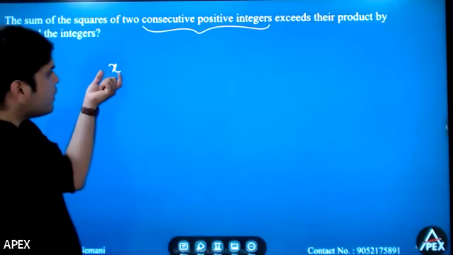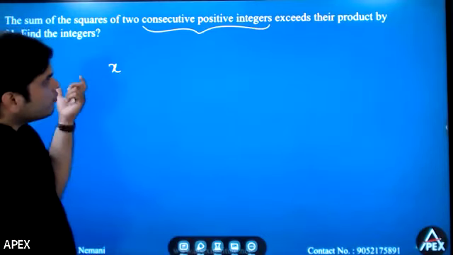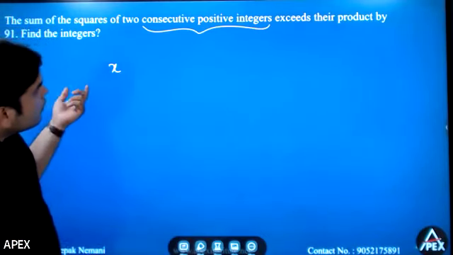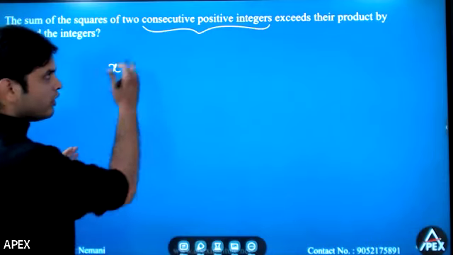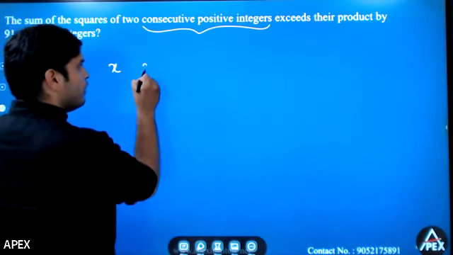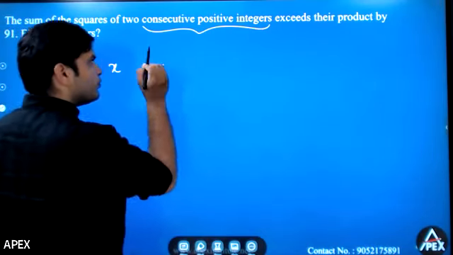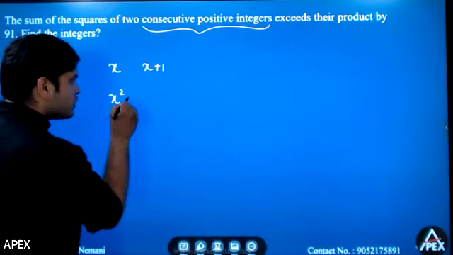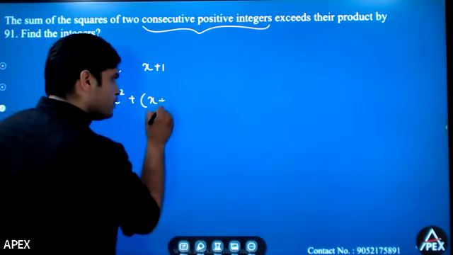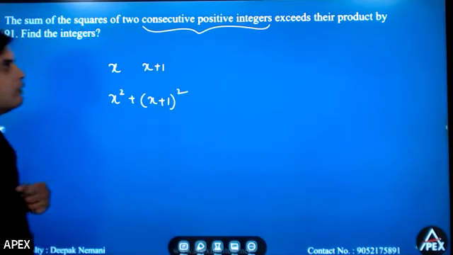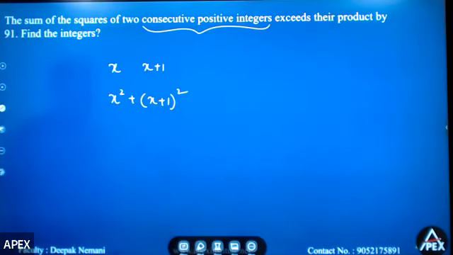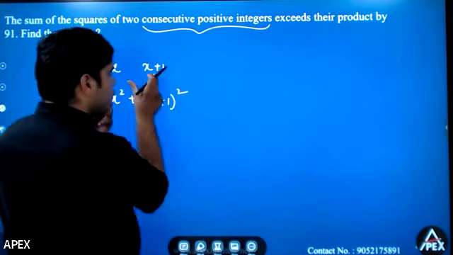So if I consider x is the minimum positive integer between these two, the lowest between these two, the next consecutive positive integer will be x plus 1. Now we are given the sum of the squares of two consecutive positive integers. So squares of these two: x square plus x plus 1 whole square. This exceeds the product by 91. So what will be the product of these two? x into x plus 1.